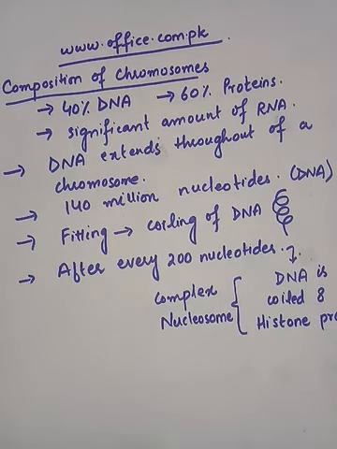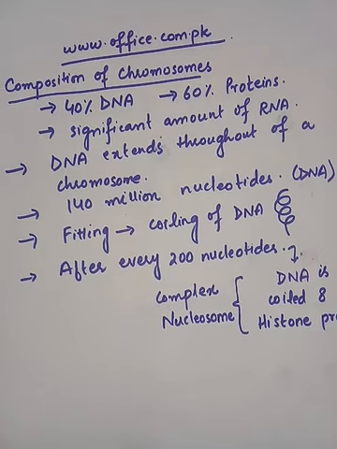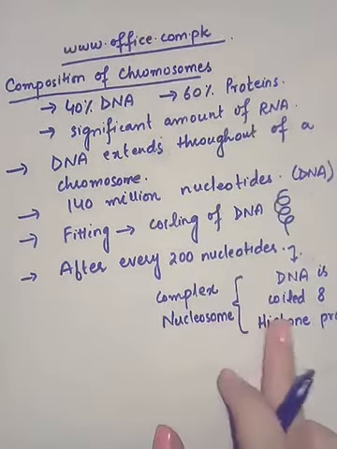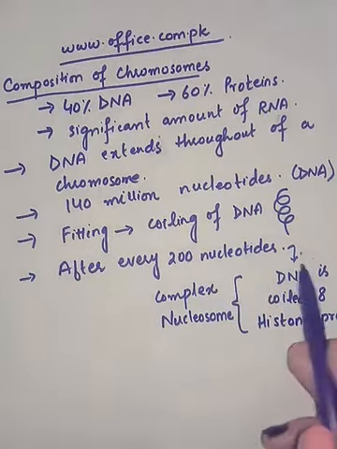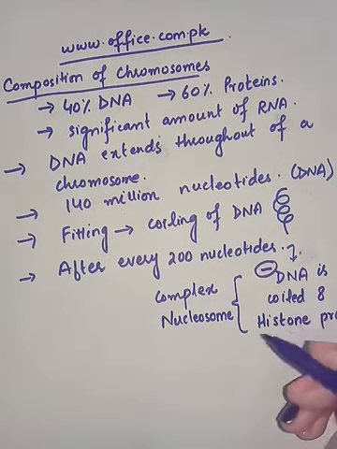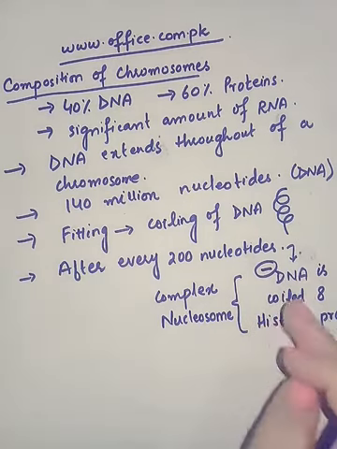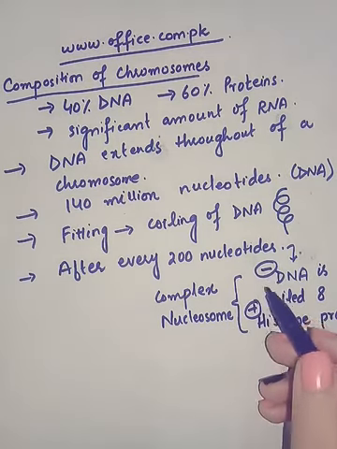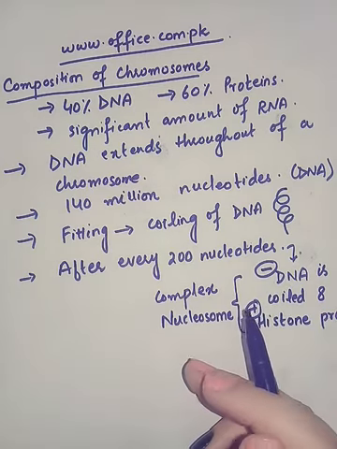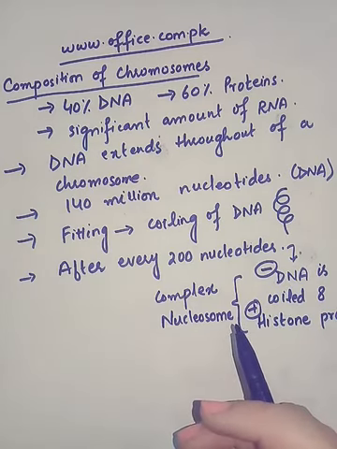DNA is negatively charged because it has phosphate groups present in it. So this coiling is facilitated because of that negative charge on DNA. DNA has a negative charge and histones are positively charged. So this positive and negative charge attract each other and allow a very tight coiling.